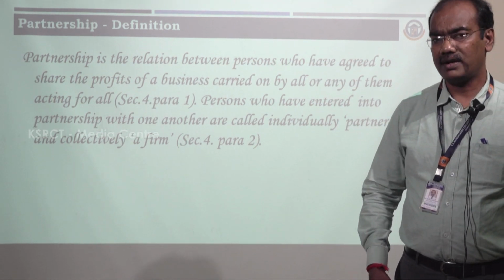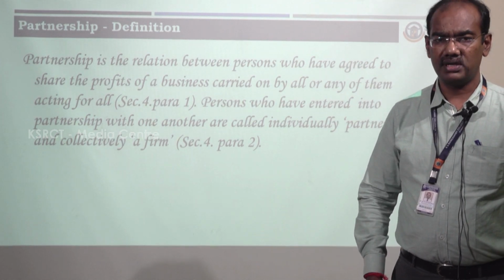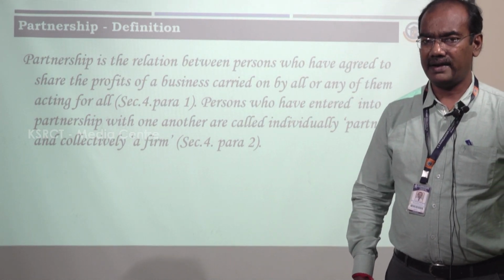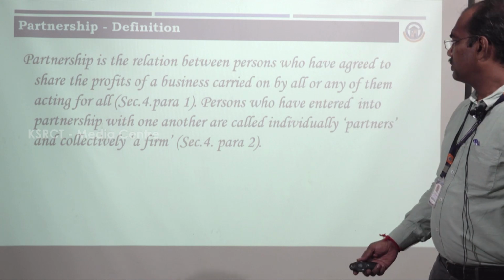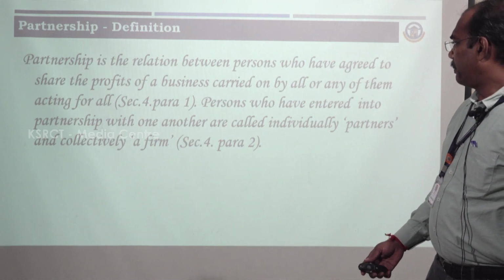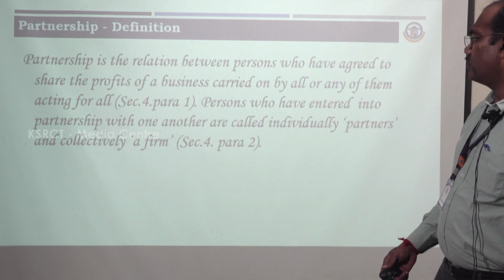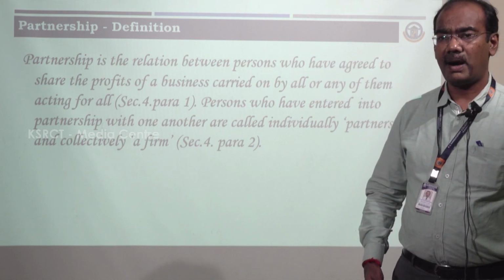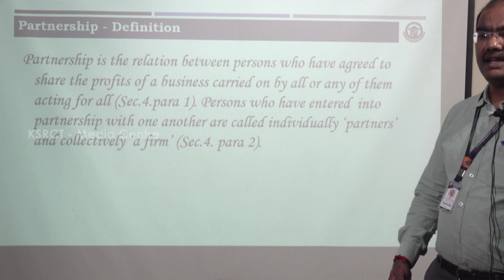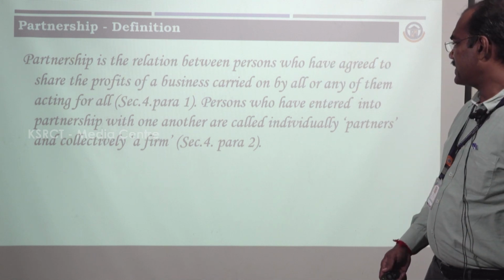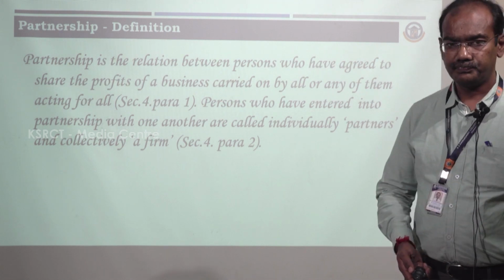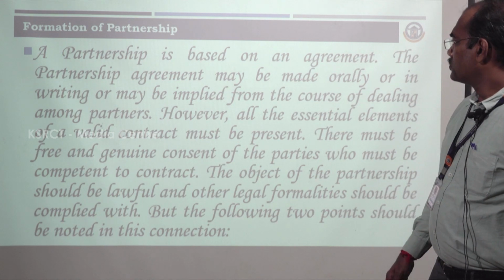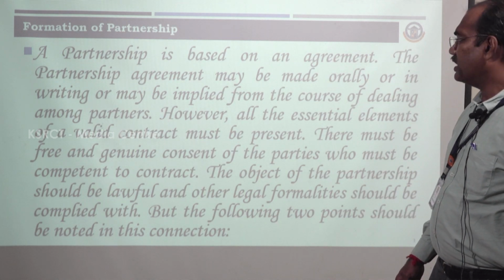So for forming a partnership, you need a minimum of 2 members, the maximum of 100 members. So section 4 para 1, persons who have entered into a partnership with one another is called individually as partners and collectively as a firm. This is according to the section 4 para 2. So partnership is based on an agreement.